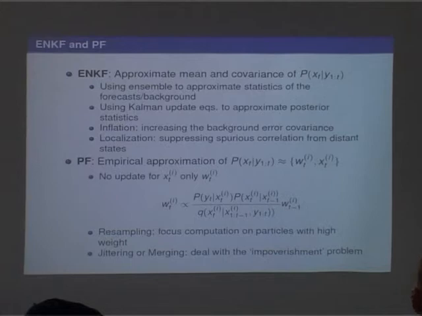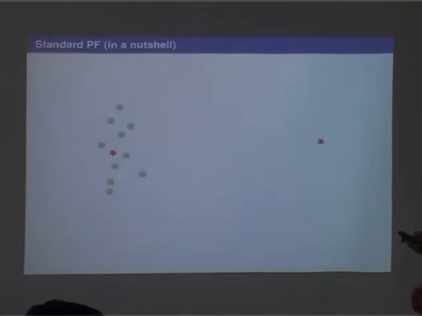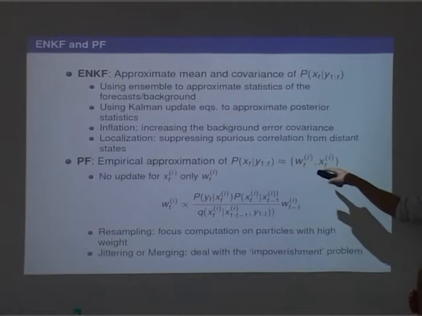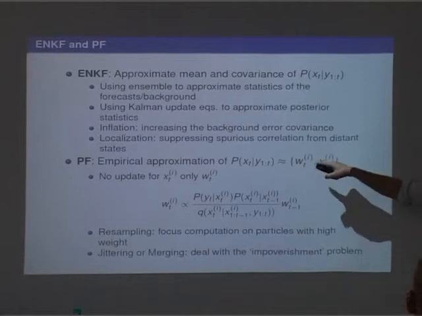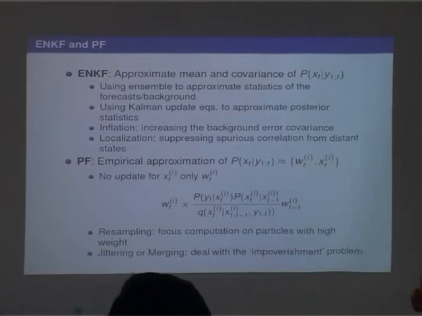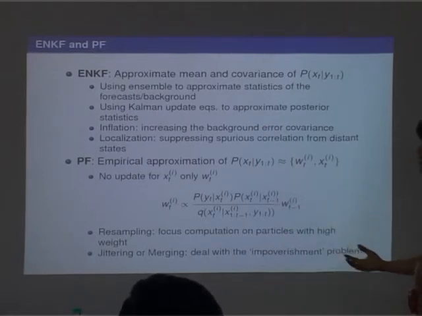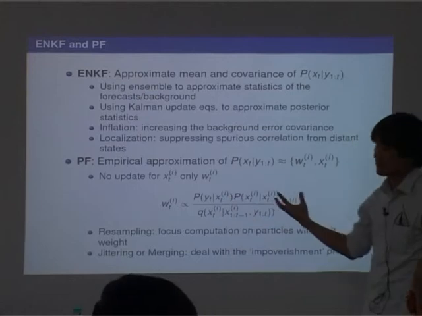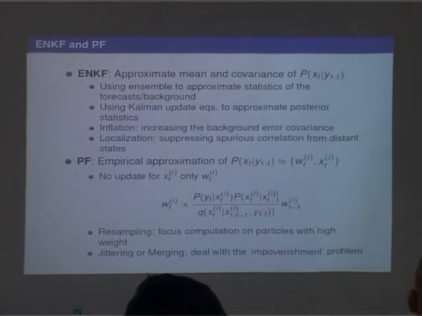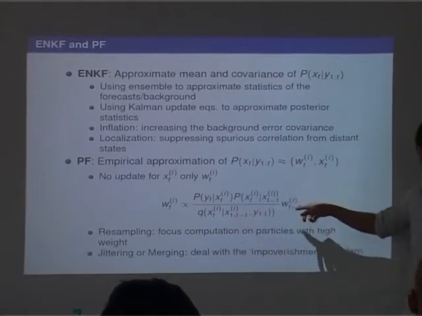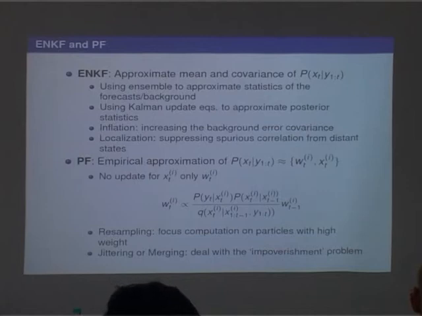And in the case of particle filtering, we use an ensemble to approximate this conditional probability distribution based on the ensemble approximation. So in this case, there is no update equation for the x_t, so the x_t is not moved. Only the weight of these particles will be updated according to this importance sampling, where we sample from this proposal density and update according to this update equation.